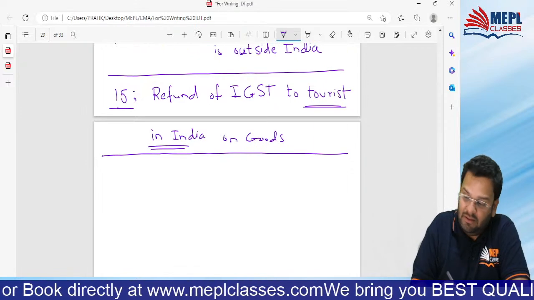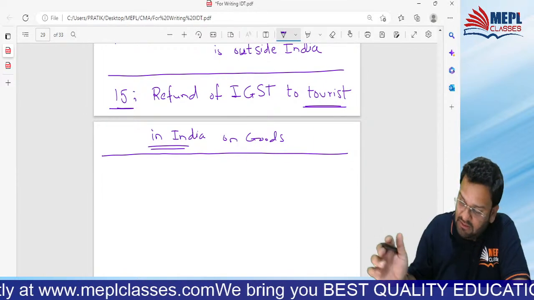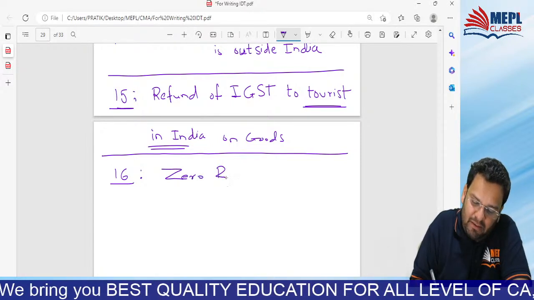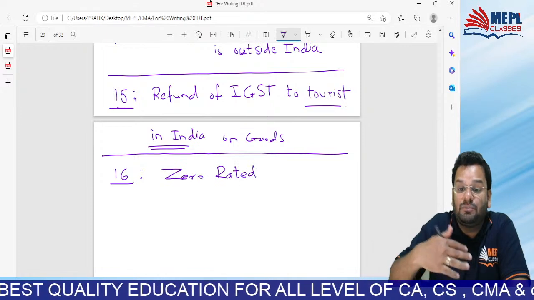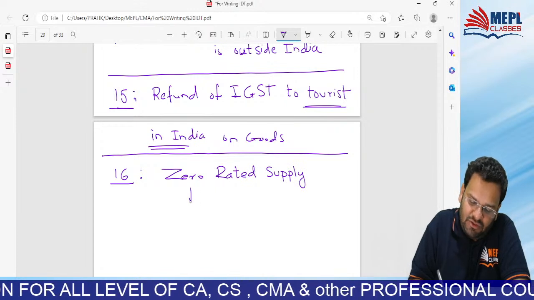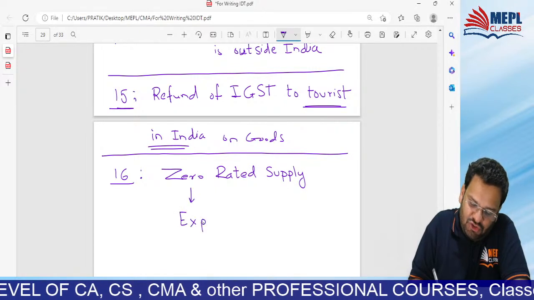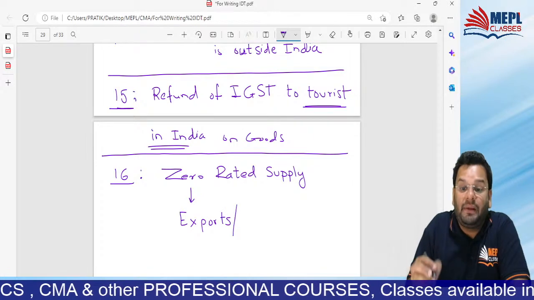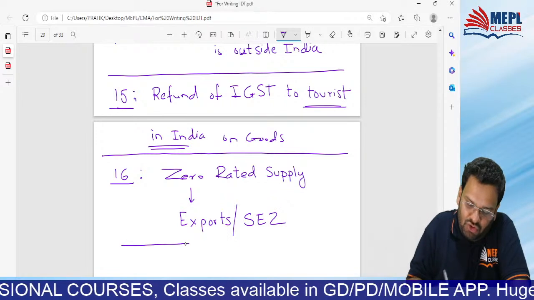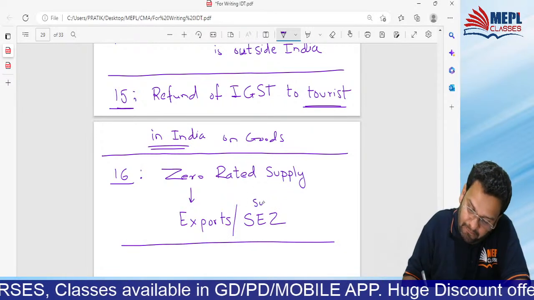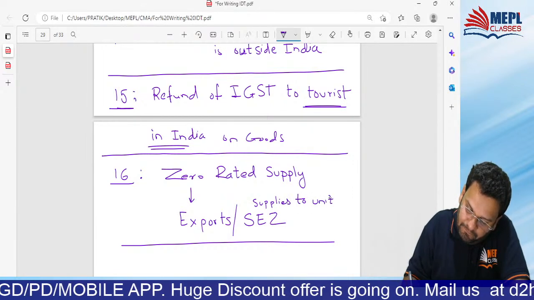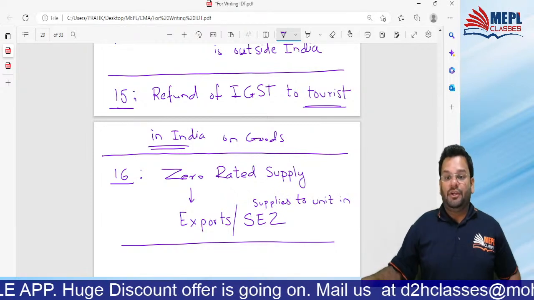And finally 16, which is zero rated supply. Zero rated supply means all exports and supplies to a unit in SEZ, Special Economic Zone. Did you understand?